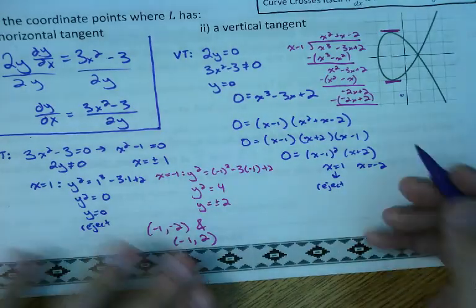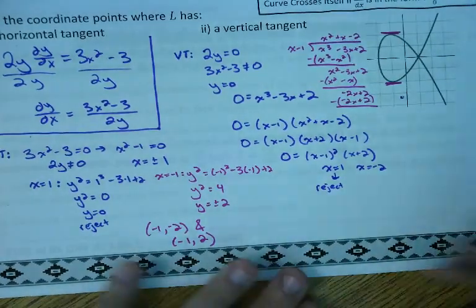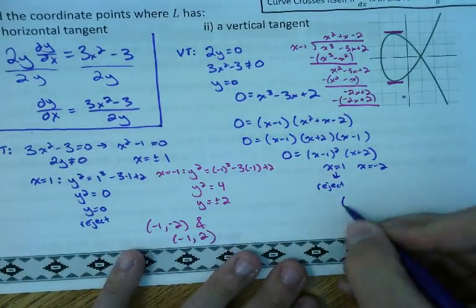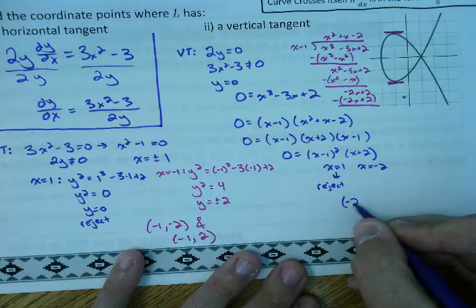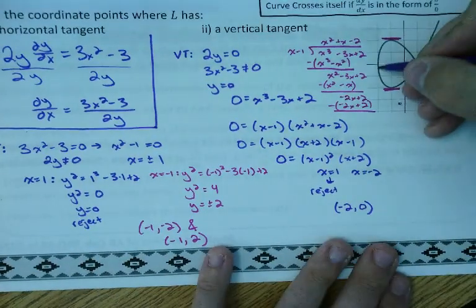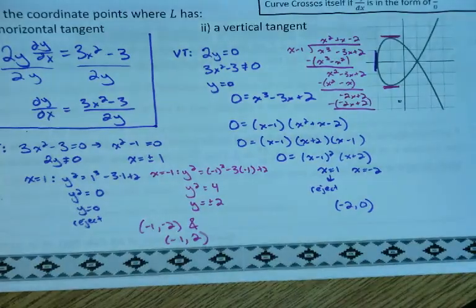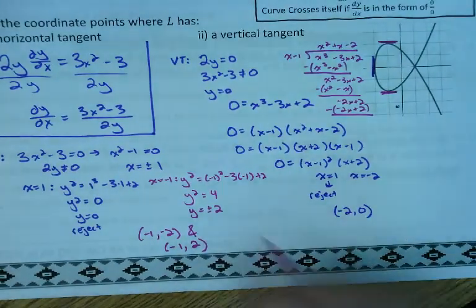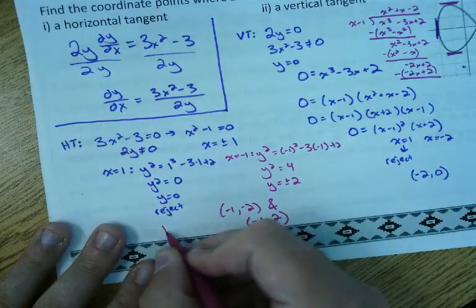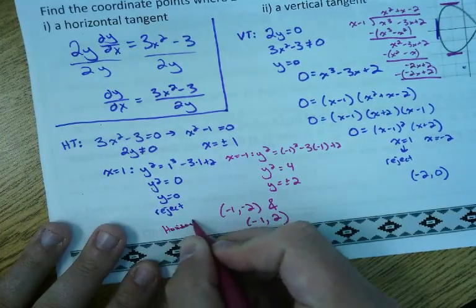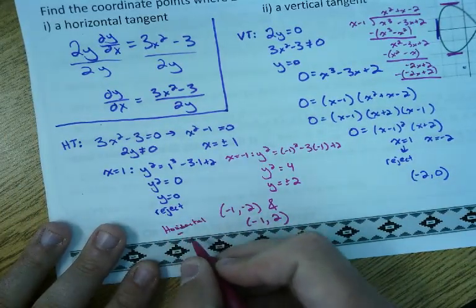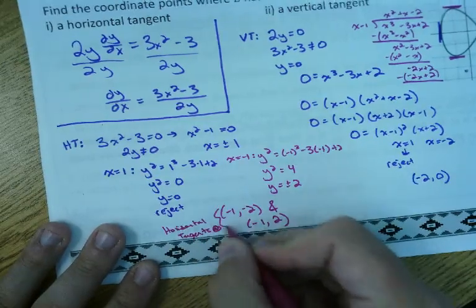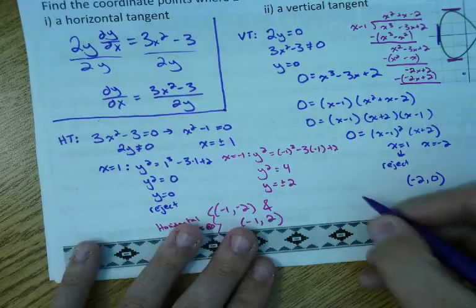Come on, people. So what is the coordinate point of my vertical tangent here? I have the y value, I have the x value, so this coordinate point is going to be negative 2 comma 0, which is clearly right here in purple. Okay. So I'll label this a little better. So for over here, we have horizontal tangent at these points right there, and this is my only vertical tangent.